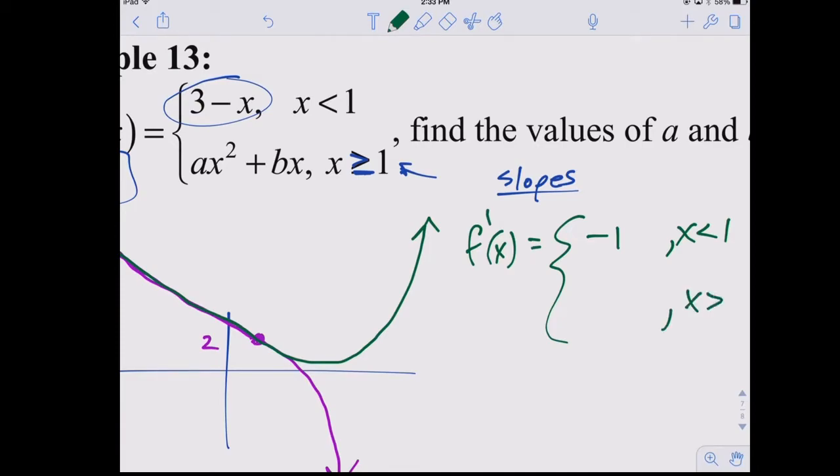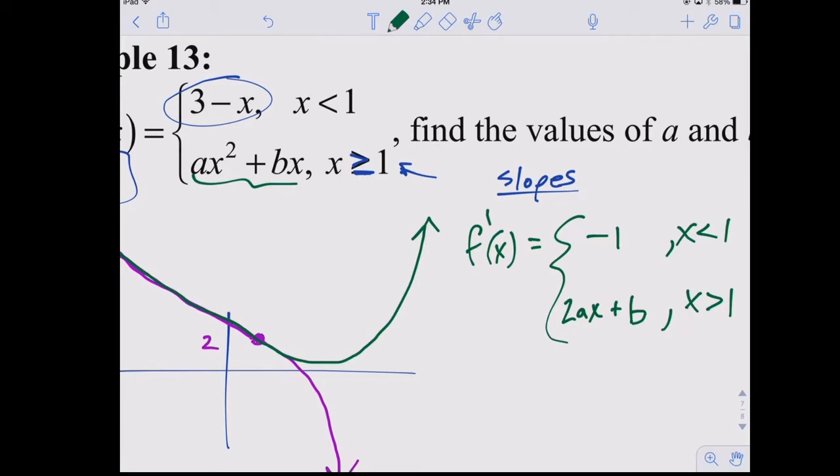Now notice to the right of 1, I'm not going to put greater than or equal to 1. Because as soon as I say f prime at 1 equals 1, I'm claiming the derivative exists. And I'm trying to find the values of a and b to make it exist there. I'm not sure if those a and b values actually do exist. So I'm just going to say greater than 1. And by the power rule, what would be the derivative of ax squared plus bx? 2a x to the first plus b.